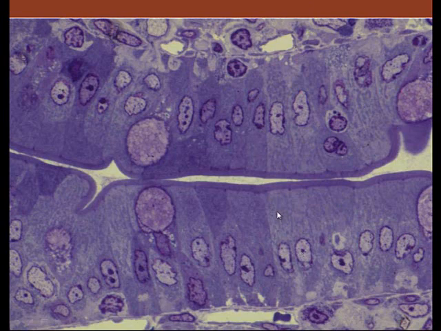Nucleus, cytoplasm. Here is a blood vessel, and that's a red blood cell, and this is the endothelial cell. You can see the endothelial cell nucleus there. There's another endothelial cell. I can't see the nucleus there. Another endothelial cell, another endothelial cell.